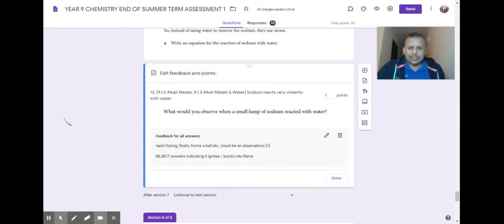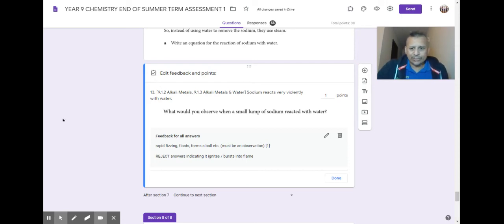I had to reject answers in the next question with sodium reacting with water. Reject answers indicating it ignites or bursts into flames. People were misinterpreting the question itself, where it says sodium reacts very violently with water. This is an actual question. It's based on an actual question, so the language is important, but you also need to know what the reaction is itself. It's not something that you can just read and guess.